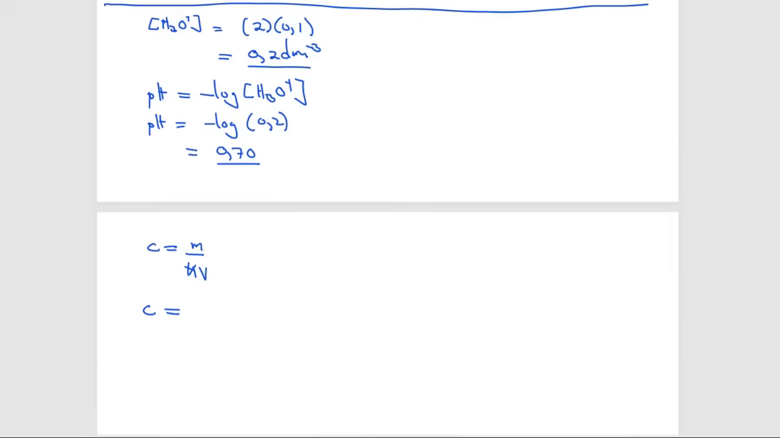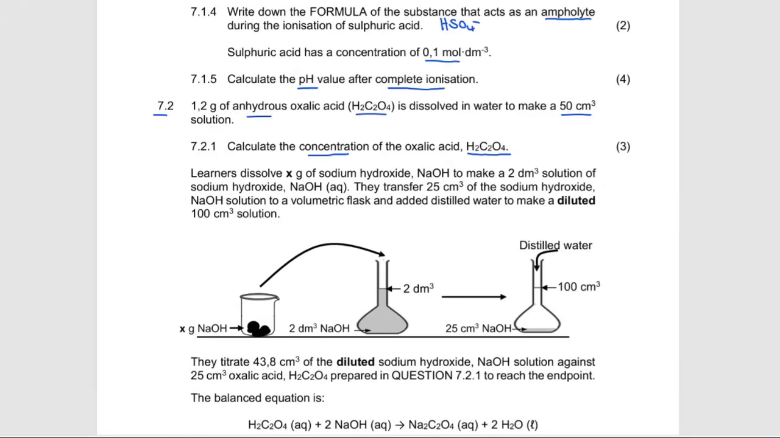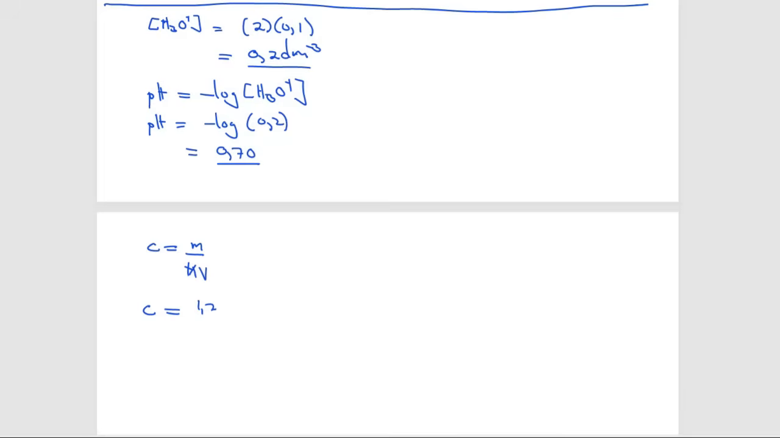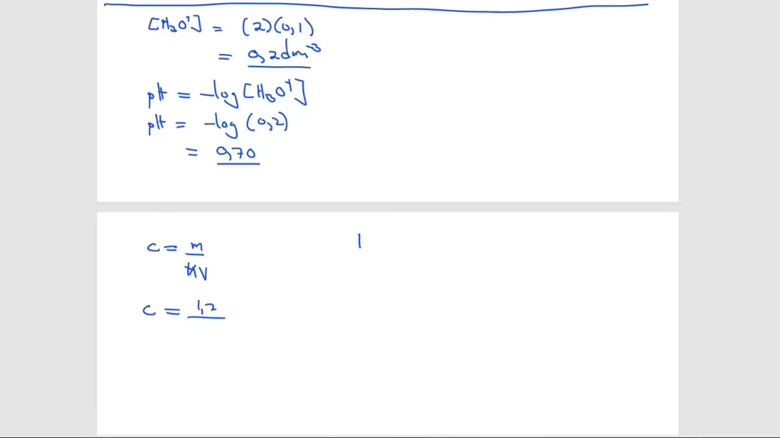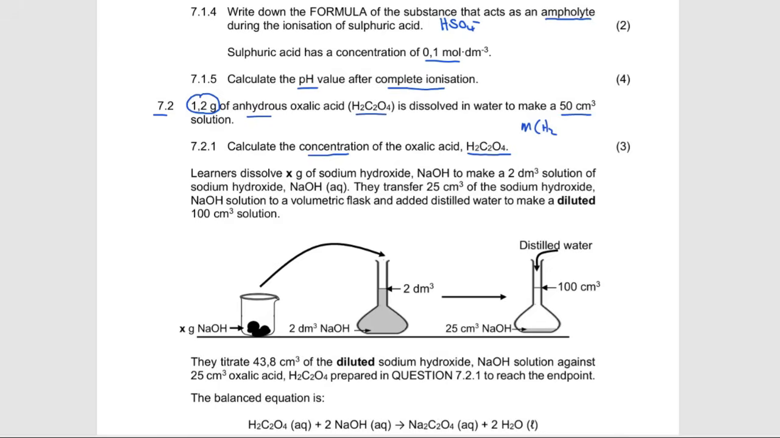So it means now the concentration that we're looking for, our C is equivalent to, so we're given the mass there. Let's look at the mass. It says here the mass is 1.2, right? So I'm going to use that value, 1.2, all over the molar mass of this oxalic acid, right? The molar mass, if you can check, is H2C2O4, right? So that's our oxalic acid.